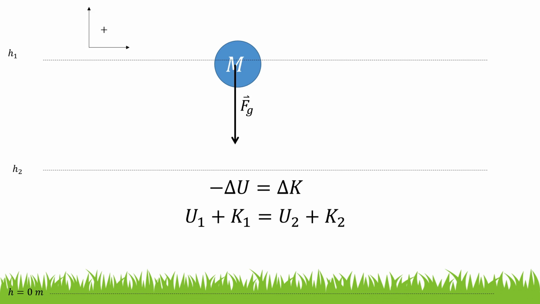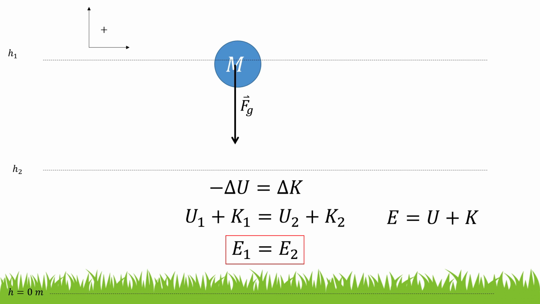The sum of potential and kinetic energy is the total energy, which we'll call E. Then we can say that the total energy at height 1 is the same as the total energy at height 2. This is called the conservation of energy, and is one of the most fundamental principles in science.